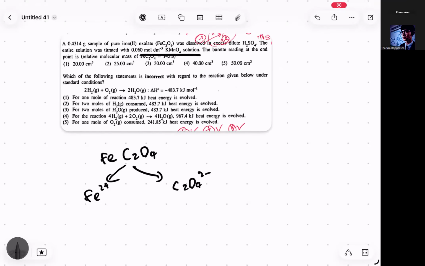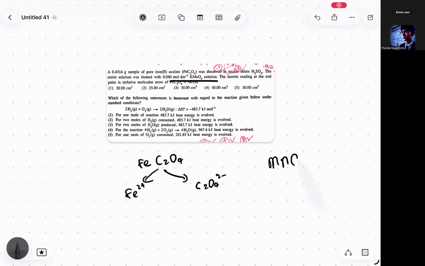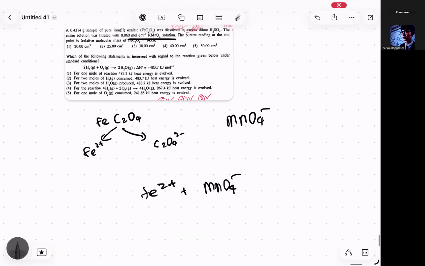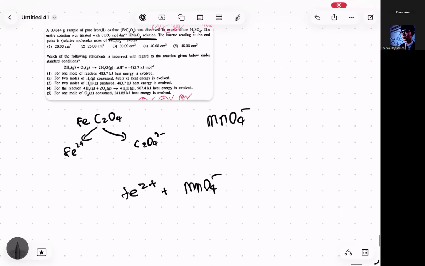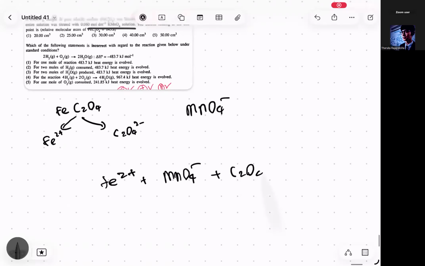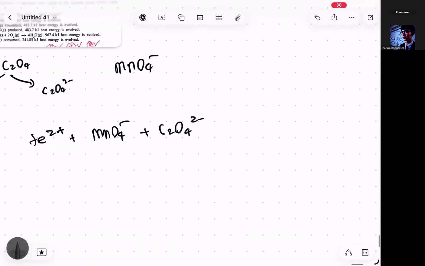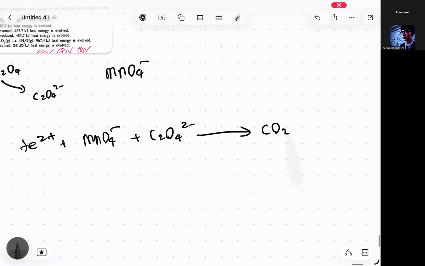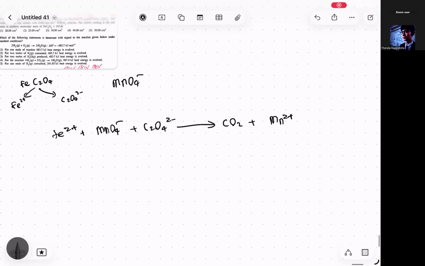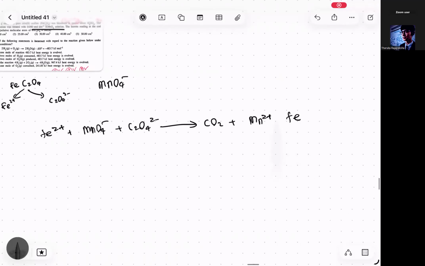Now you might think this reaction is very easy, and you might just consider the Fe2 plus and MnO4 minus reaction and then get an answer. If you do it like that, you're wrong actually. Here not only Fe2 plus but oxalate is also undergoing reaction. Please be careful regarding that. Oxalate will go to carbon dioxide, MnO4 minus will go to Mn2 plus, and finally, Fe2 plus will go to Fe3 plus.